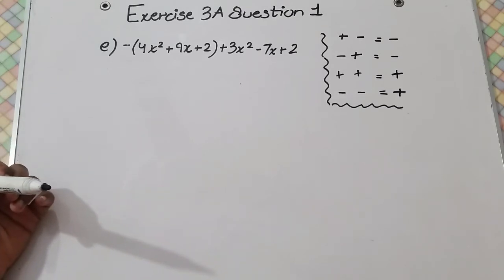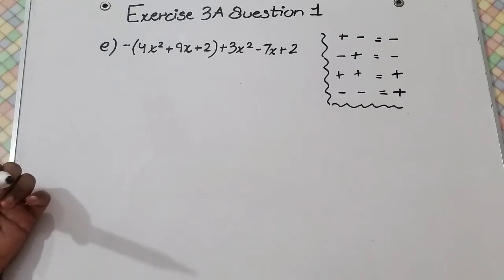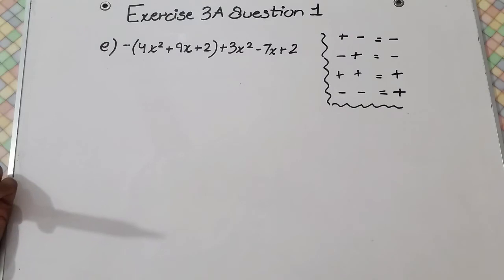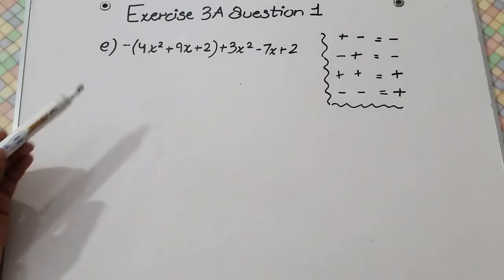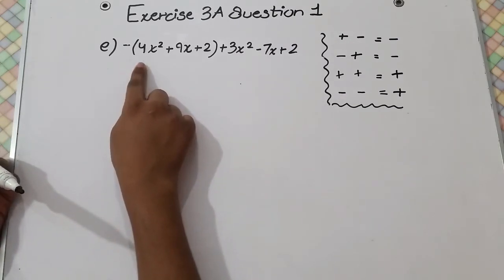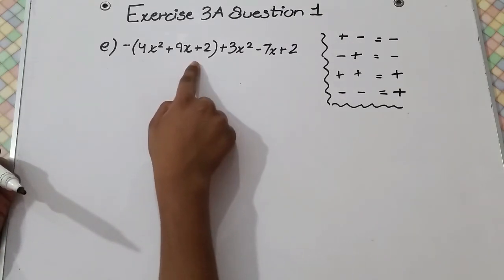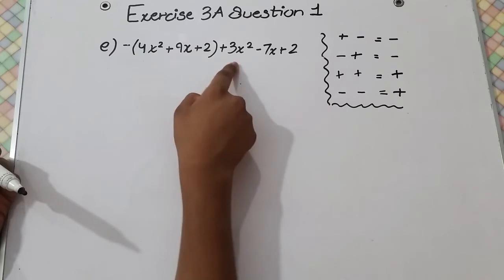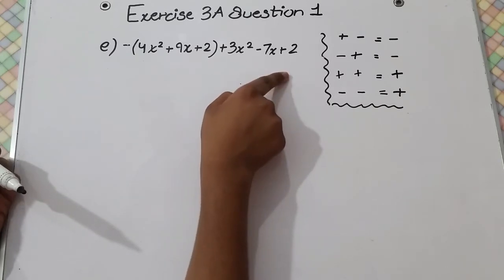It is the same as part B, but there are different numbers and variables. You will have to practice these questions, because it will improve your confidence. So we are going to move towards the higher level questions in which you might have problems. So this is part E of the same question, that is minus bracket 4x square plus 9x plus 2 bracket close plus 3x square minus 7x plus 2.